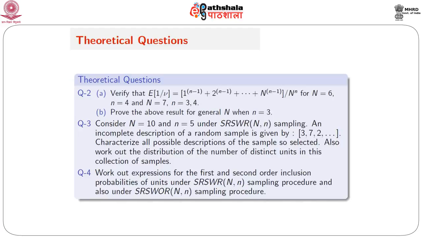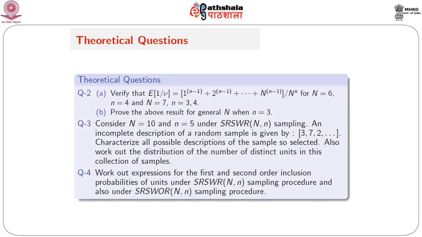So I have a way to write down all possible descriptions of the sample so selected by starting with 3, 7, 2, by expanding the consideration for nu equal to 3, nu equal to 4, nu equal to 5. And once I know that, I can work out the distribution of the number of distinct units in the collection of samples. I know nu equal to 3, 4, 5 and what is the distribution, conditional on 3, 7 and 2. This is an interesting problem in probability, very easy problem.